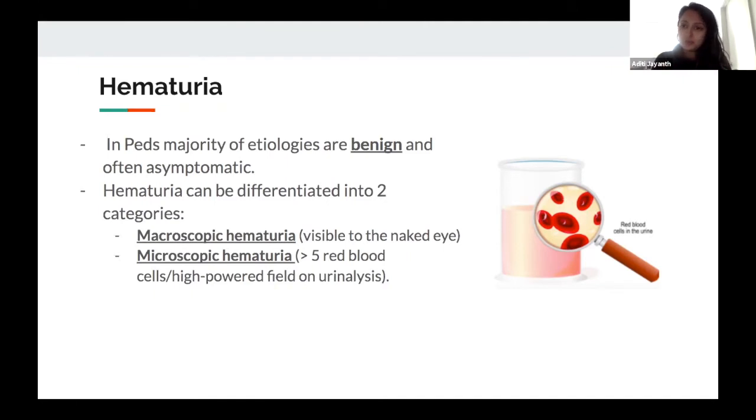more than 5 red blood cells when you get the urine analysis. So those are the two, whenever you look at a urine that either looks red or has more than 5 RBCs, that you can sort of categorize. And once you subcategorize, it becomes a little bit easier to break down your differentials for the hematuria.